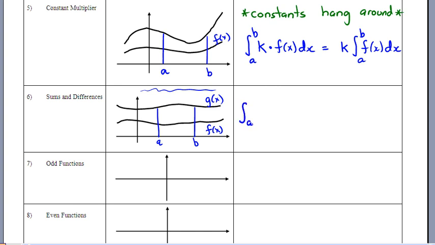And the rule says this. If you're integrating from A to B, the sum of f of x plus g of x dx, you can do that actually just by integrating them separately and then adding. So you can integrate this one function, find the area under it, from a to b, and then add on the integral from a to b of g of x.